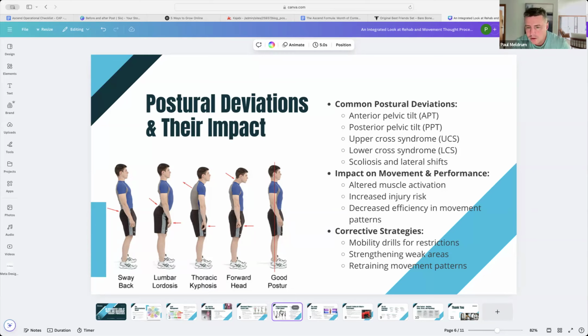So altered muscle activation, increased injury risk, decreased efficiency in movement patterns. A lot of people will argue posture doesn't matter, and then they'll do something like get you to bring your abs down by bracing and create more intra-abdominal pressure by having your respiratory diaphragm and your pelvic diaphragm face each other, creating a barrel, because it gives you more stability.